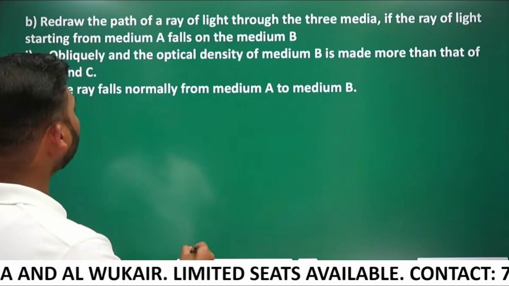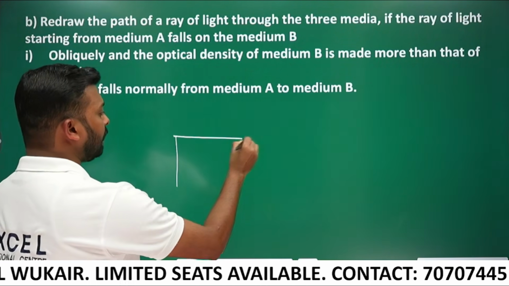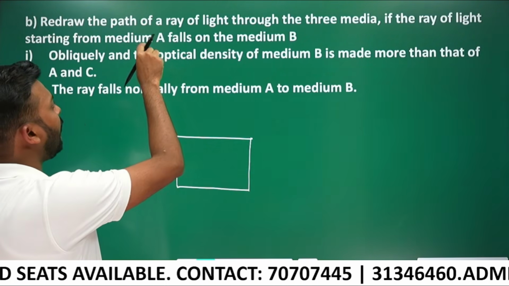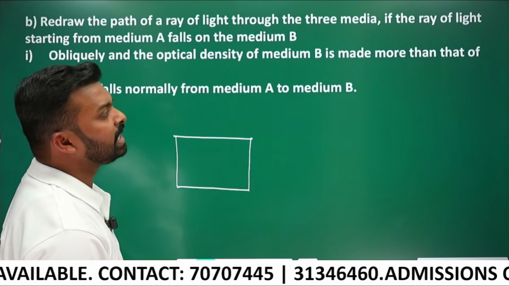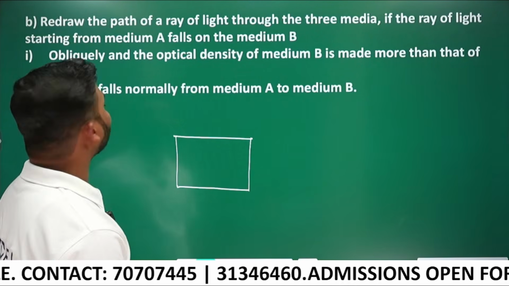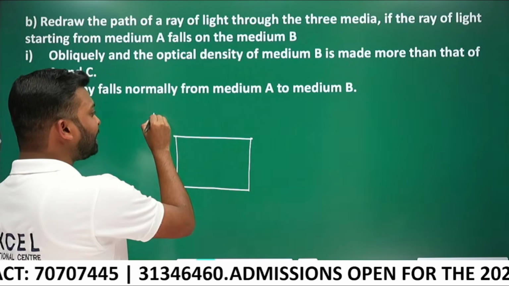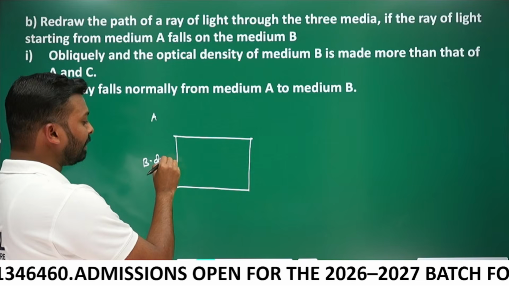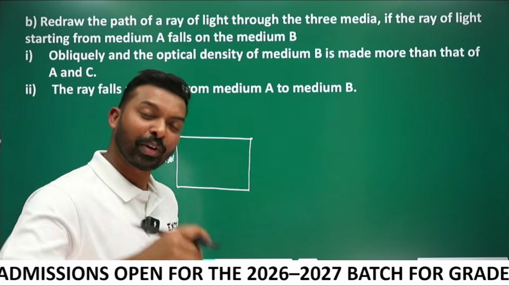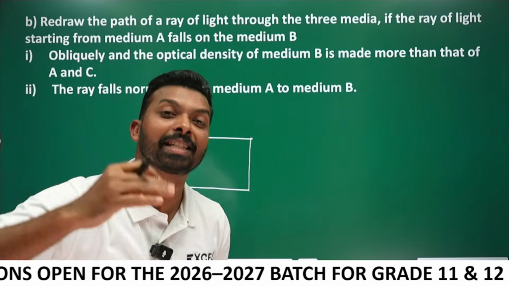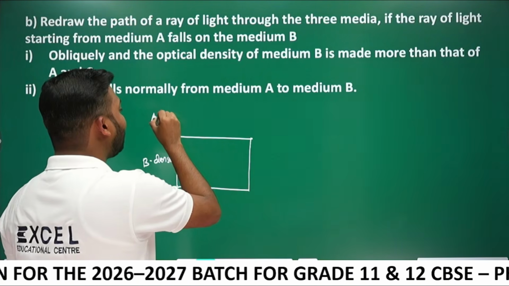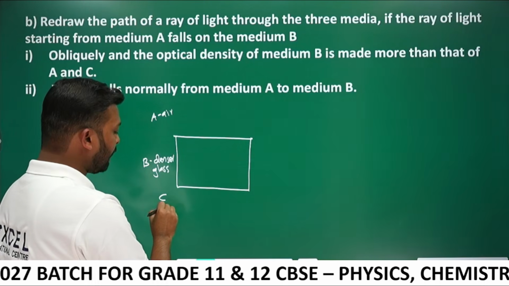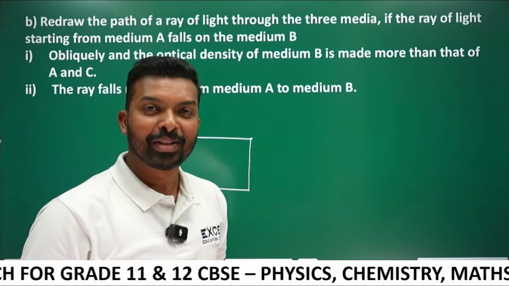Think of it like you have a glass slab here. Obliquely, and the optical density of medium B is made more than that of A and C. So A is there, C is there, and B is a denser medium. You can take the example of a glass slab itself. A will be air, this will be the glass slab, and this will again be air. Got it?